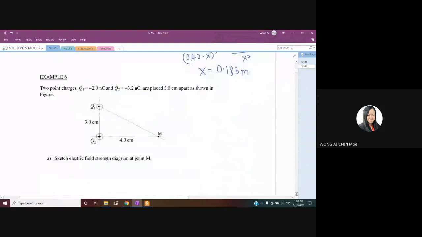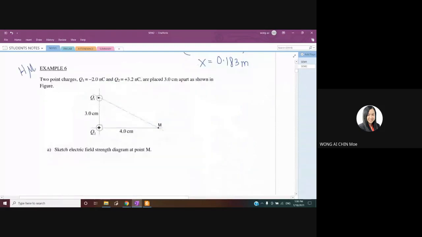Example number 6 is your homework. You must submit the homework in our Google Classroom. Before that, you must first find the electric field strength at point M. So M is our superstar. Usually when you want to do this type of question, you must first assume there is a positive test charge here, so that it is easier for us to check the directions.